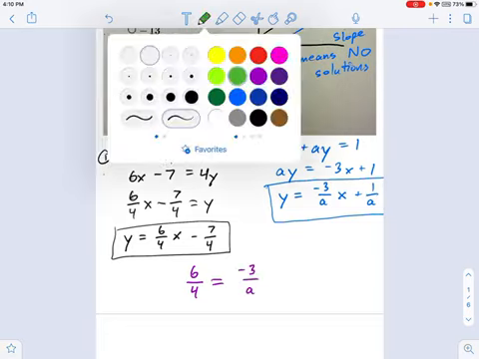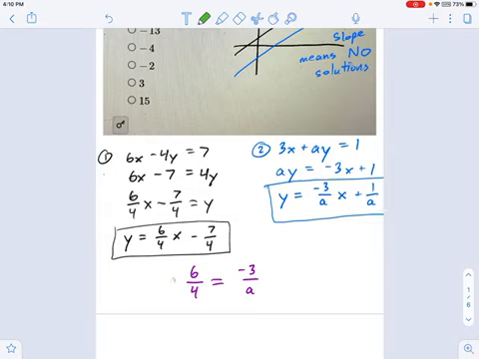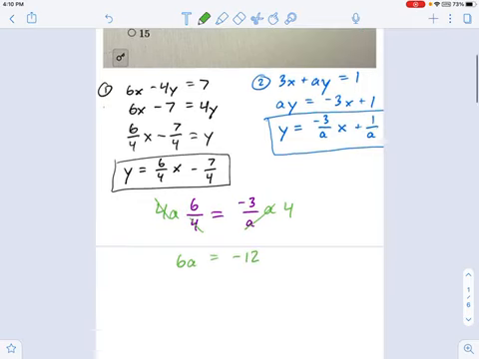Well, we can solve this. This is not a hard equation. Multiply both sides by a. See what that does? It cancels out the a's. Multiply both sides by 4. Now I cancel out the 4's. So what we have here is 6 times a equals negative 3 times 4. That's negative 12. And that means a equals negative 2. This produces no solutions in my system of equations.